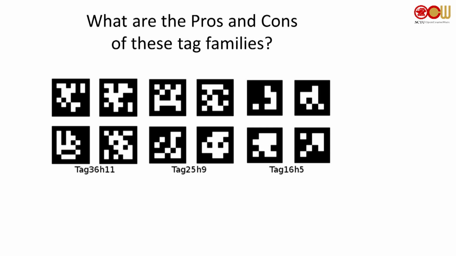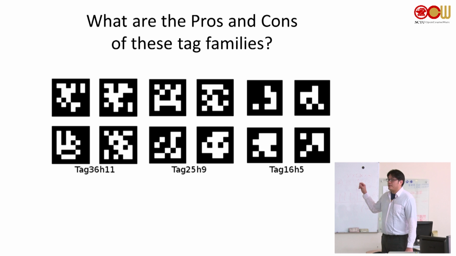So you can see the first one, the 1, 2, 3, 4 on the left-hand side. That's called tag 36H11. In the middle, tag 25H9. And the last one, tag 16H5. Let me explain the numbers first. It's kind of obvious that 36 is 6 by 6. In width and height, you have 6 blocks, cells. Here, 5 by 5 and 4 by 4. And the H means the Hamming distance.